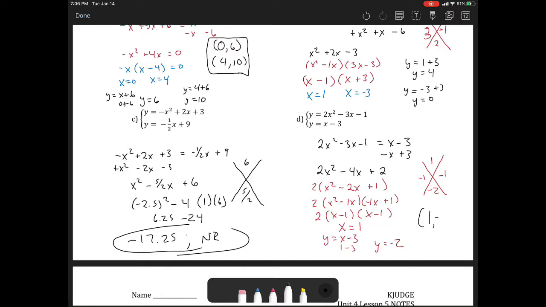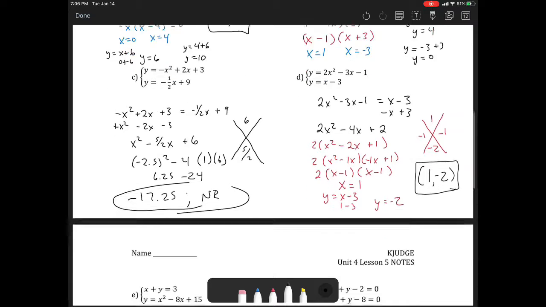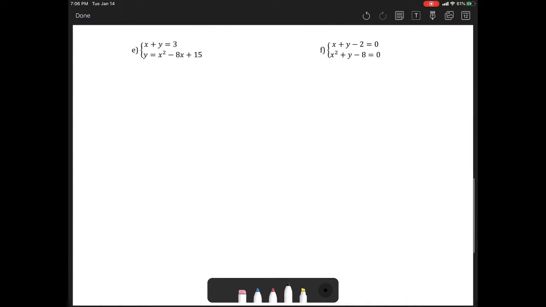Then I'm going to move on to our last two on the back. So for our first one, we actually have to switch our first equation to a y equals, and that's going to end up being y equals negative x plus 3. And now we're going to go into putting them equal to each other. So I've got negative x plus 3 equals x squared minus 8x plus 15. So I'm going to add my x and minus my 3.